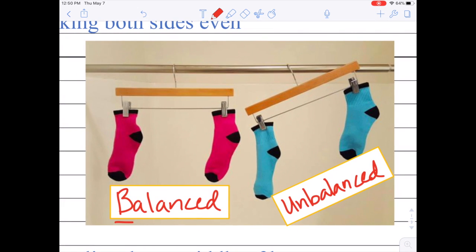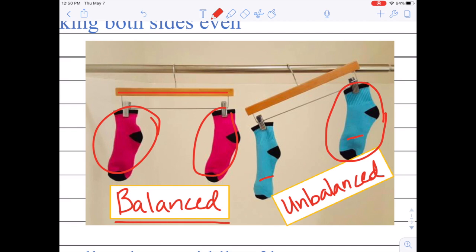When we talk about balance, we see here it is straight across and even. Okay, so there's the same thing on each side. The thing we notice here is that there's the same color on each side, but I notice that this sock is a little bit bigger than this sock, and this hanger is not even.